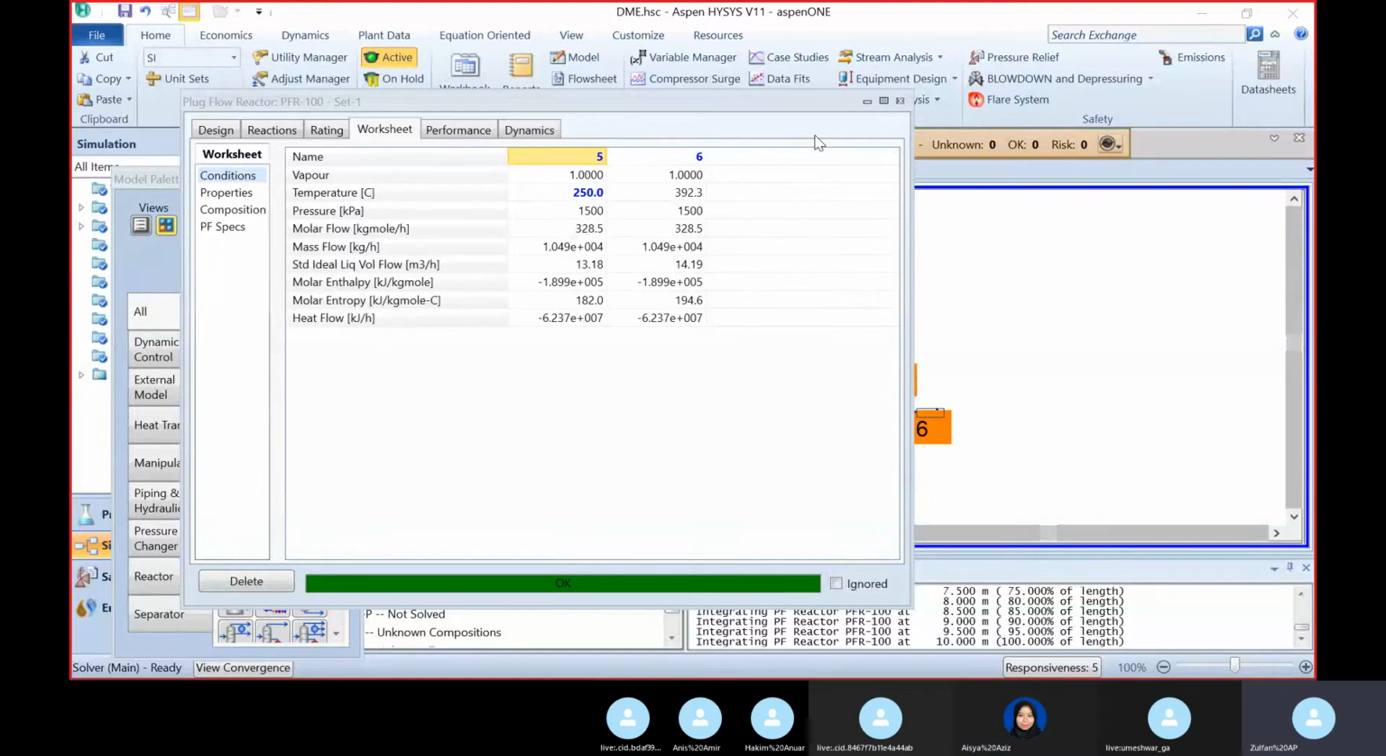If we compare this to the stream table, you can see in stream number 6 the outlet temperature is 364. And in our case, it's 392. So that's one difference. Why is it different? We can see in the compositions as well.